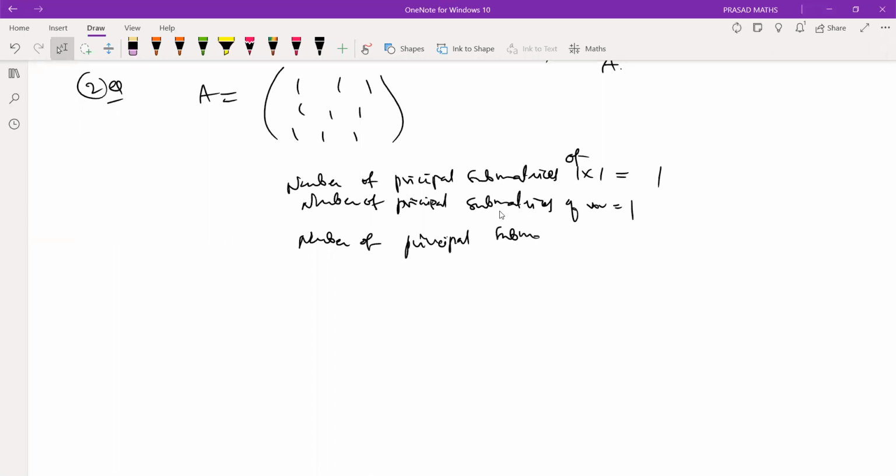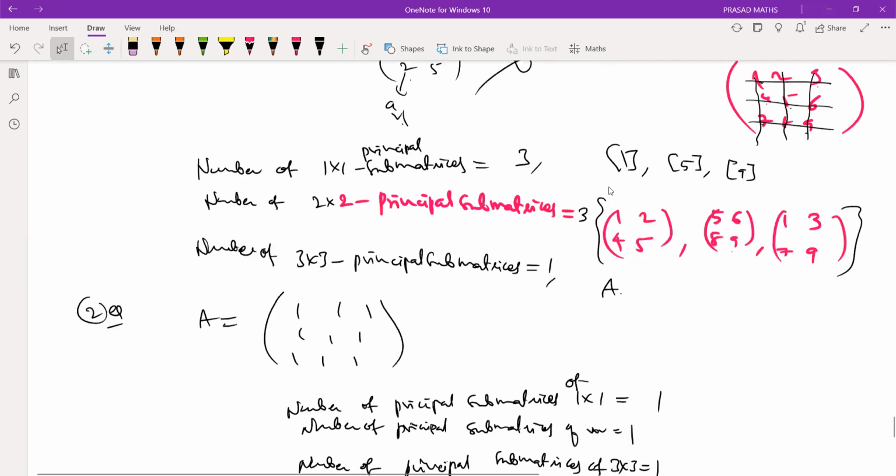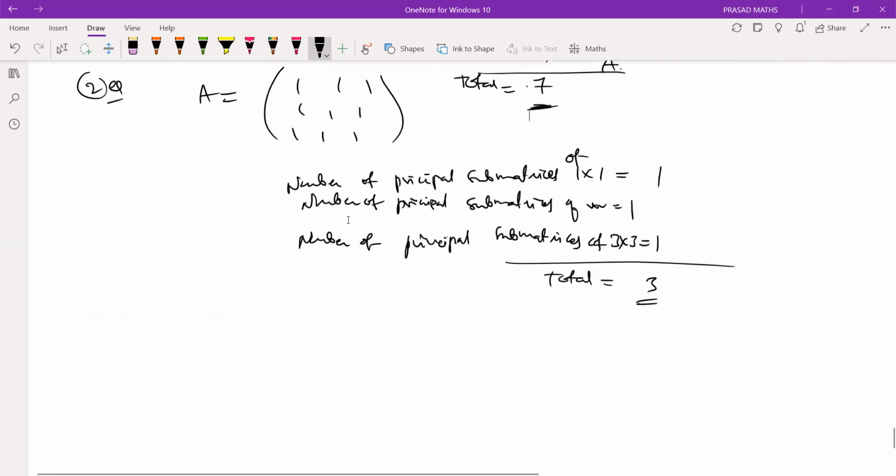Now my question, is there any formula for that? Can you generalize it? The answer is yes. So the total number of principal submatrices in this case is 3. In this case, what is the total? 6, 7. What is that? 7. Is there any formula? Can you generalize it? Yeah, generally we can generalize it.